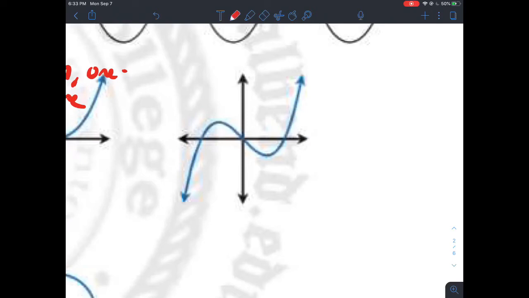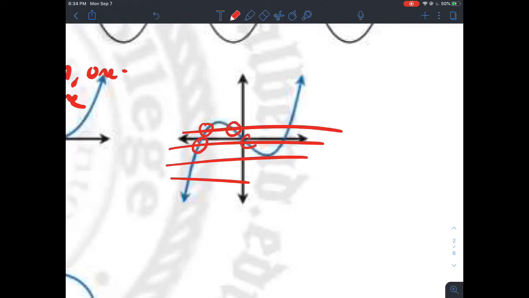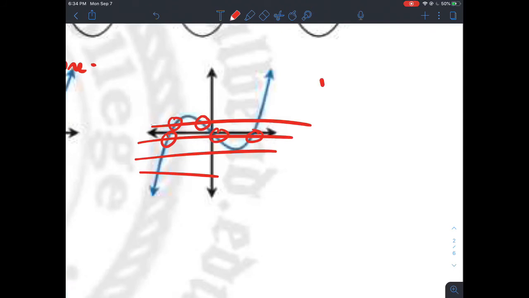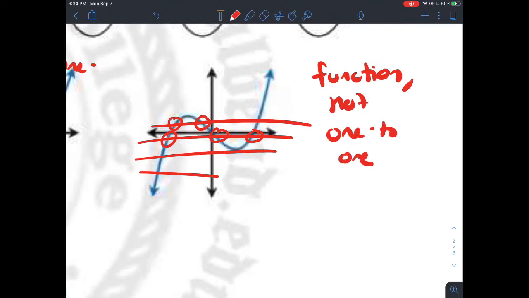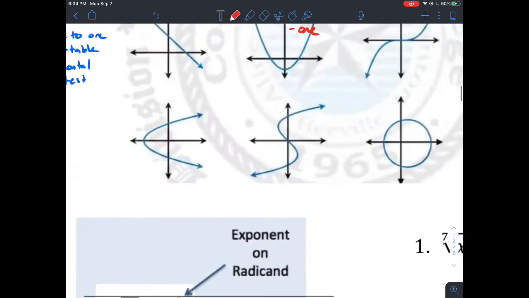All right. Is this guy a function? Looking good? Looking like a function. We only hit the function once. Is it a one-to-one function? No. This line actually hits it 3 times. All right, it fails the horizontal line test. So you would say function, not 1, 2, 1.